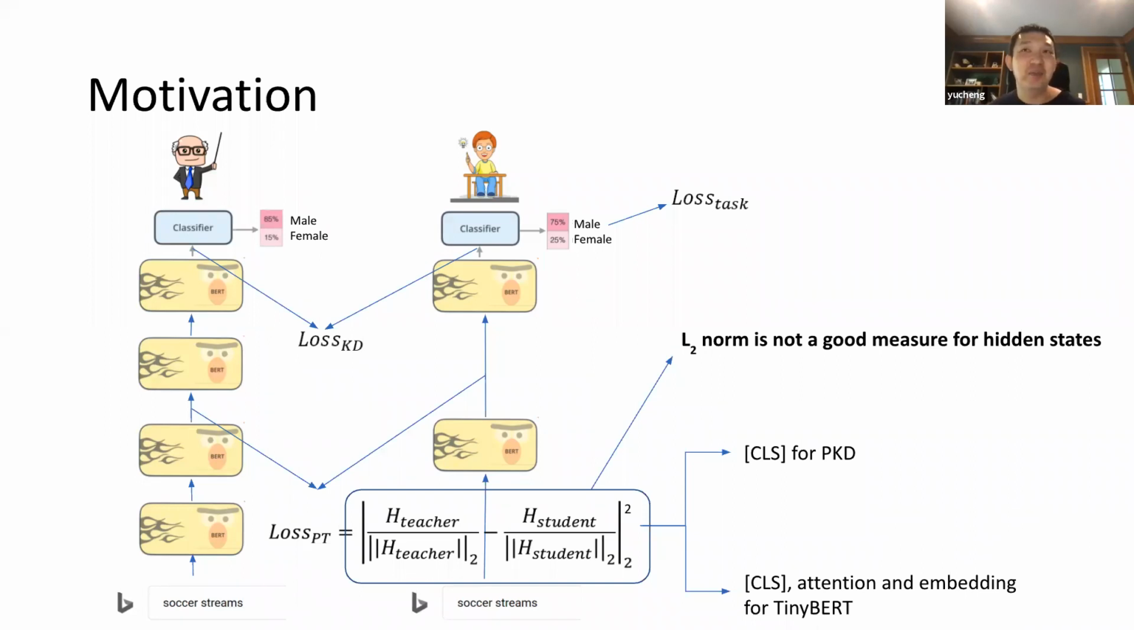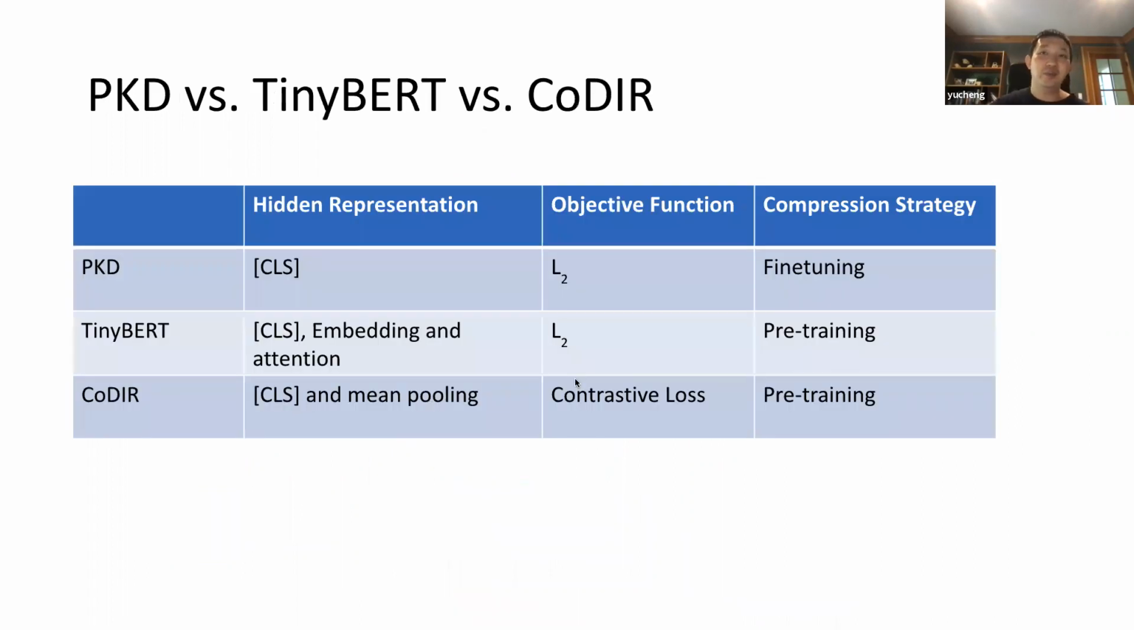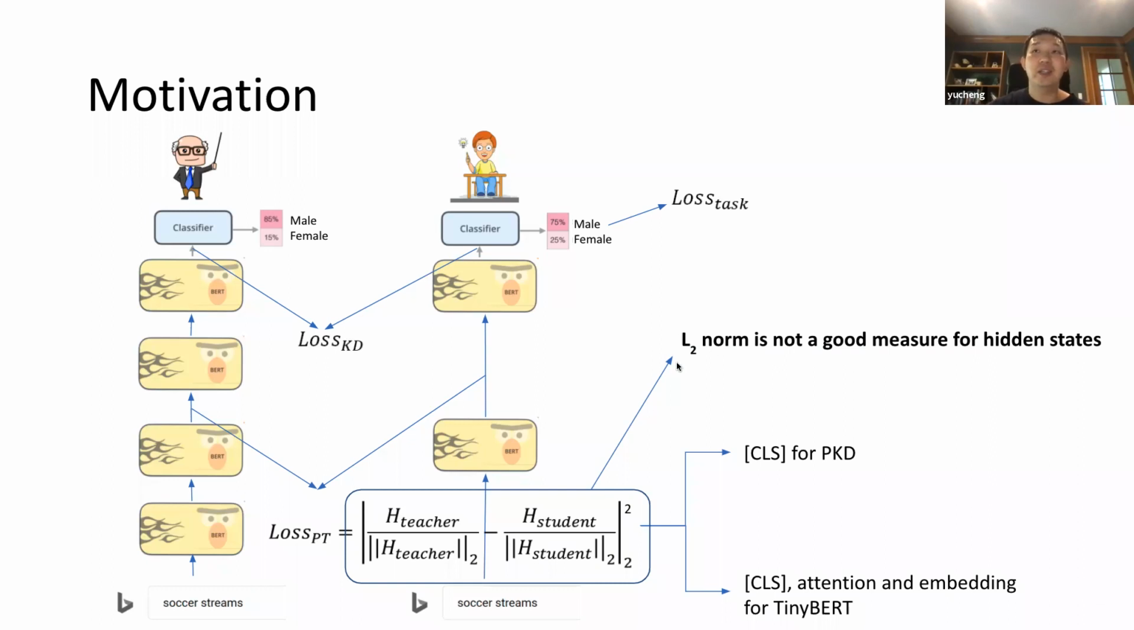The answer is no, because we know that L2 norm cannot capture the very rich information between two transformer layers, or transformer hidden layers, right? So what's the solution? We'll try something different instead of just using L2.